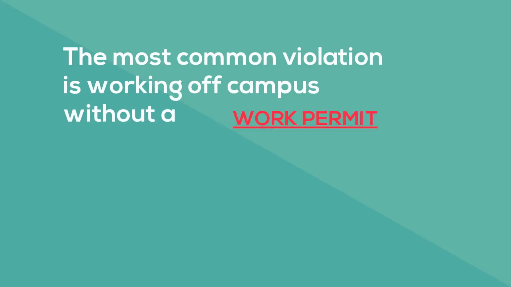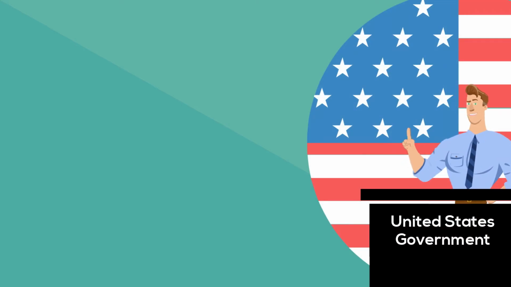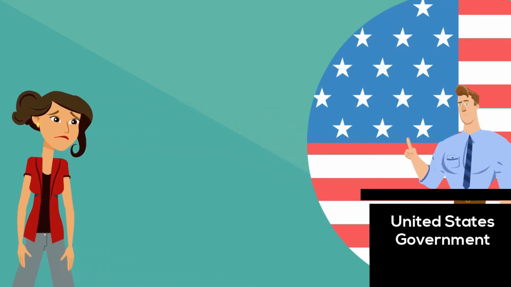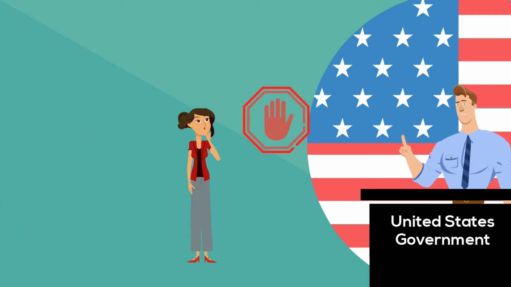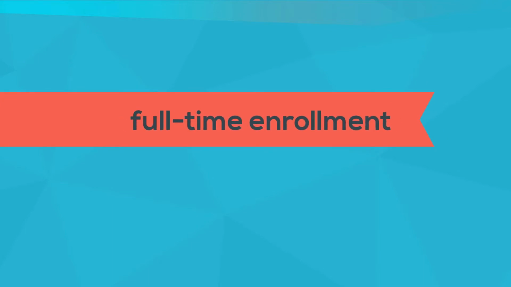The most common violation is working off-campus without a work permit. If you work without authorization, the United States government will require you to leave the U.S. immediately and warns that you may not be able to re-enter the U.S. at a later date. Now let's address full-time enrollment in more detail.